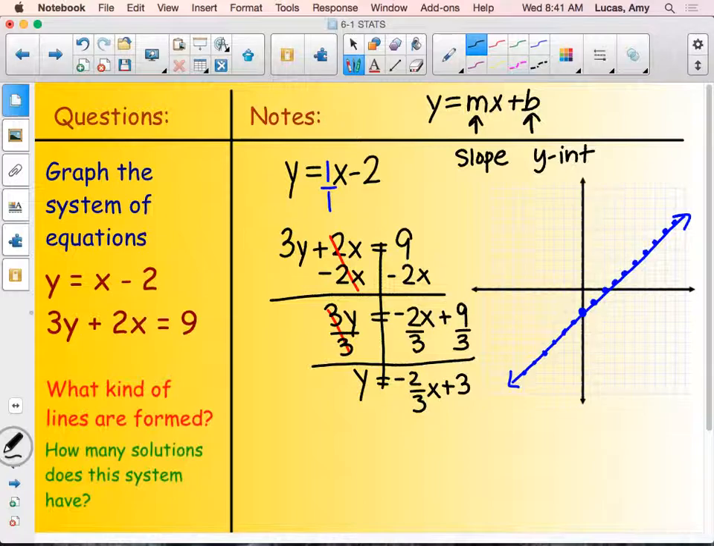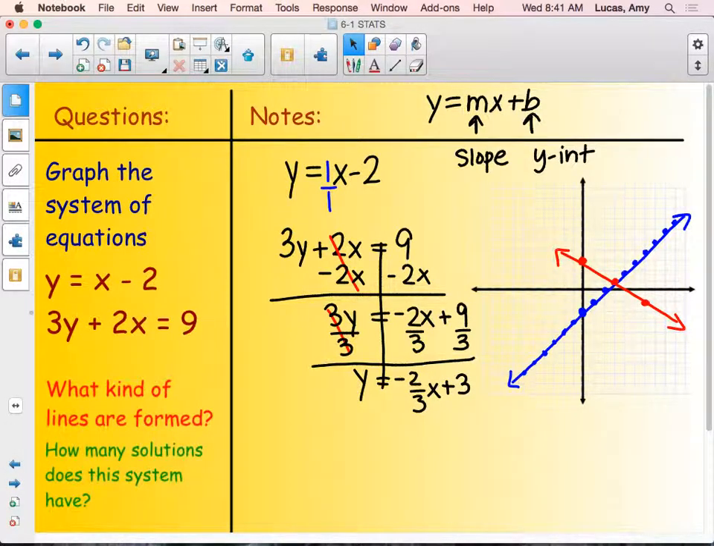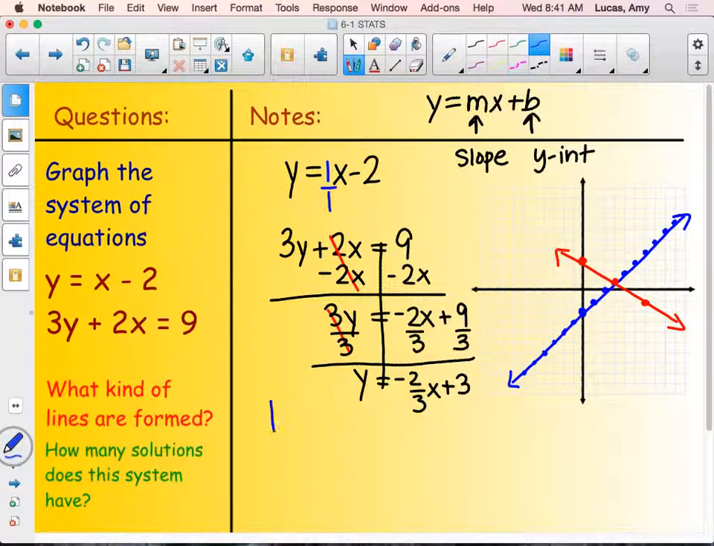So this line, I'll graph in red. This one has an intercept of 3. So I start out at 3 on the y-axis. And then I go down 2 over 3, and I see that they intersect. So I don't need as many points on this line. Okay, so what kind of lines are formed? Well, these lines cross each other, so these are called intersecting lines.